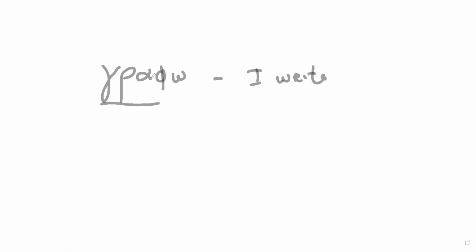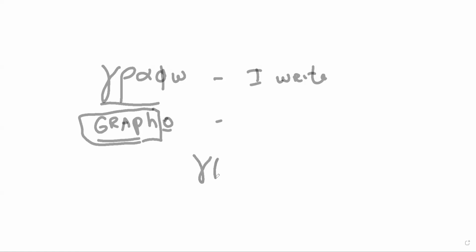This one's easy to remember. Transliterated, it's G-R-A-P-H. Graph. Yeah, to write is to graph something. Grapho. So this would be I write. And the other word here, graphe, ace, that would be you. Right.